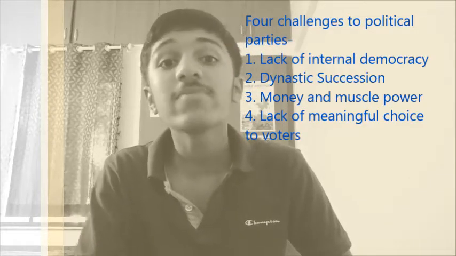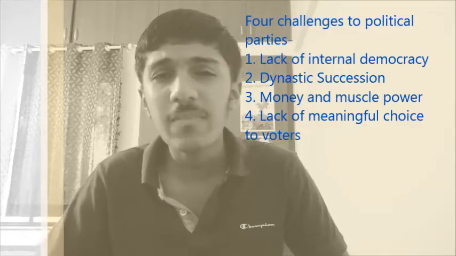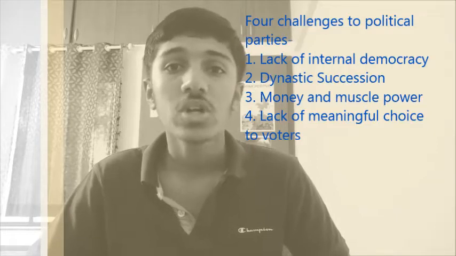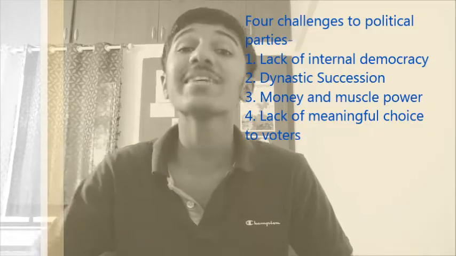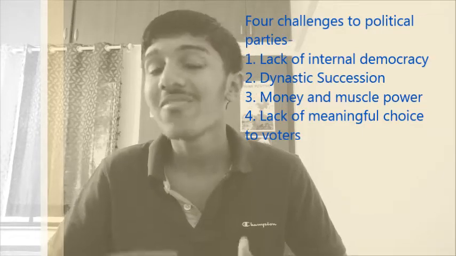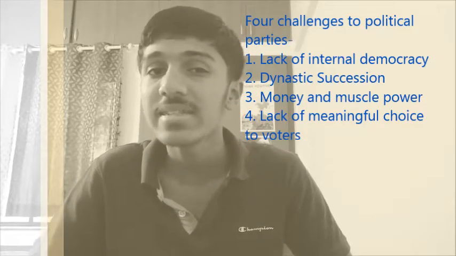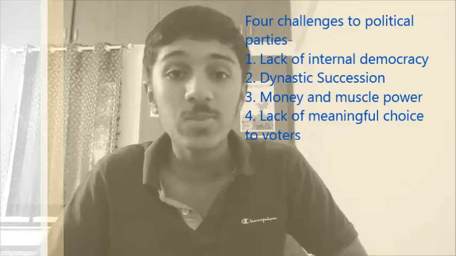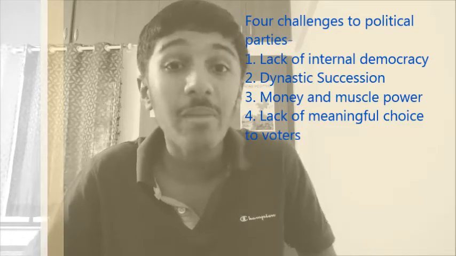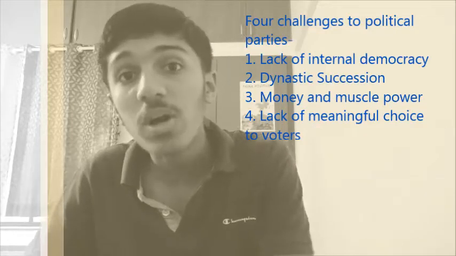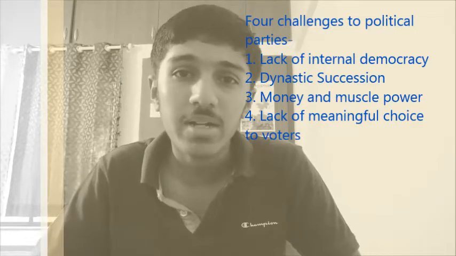So this leaves many people unaware, and this is something that needs to be sorted out, because parties cannot be dominated by certain people, and this is what leads to the second major challenge faced by political parties, and that is dynastic succession. So both these points are interrelated. And what does dynastic succession mean? When one family dominates over the internal affairs of that party.